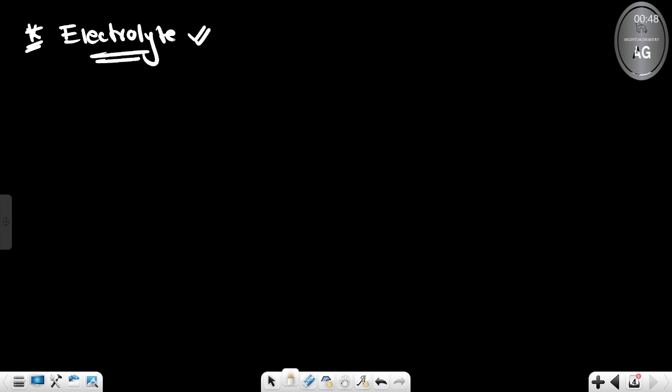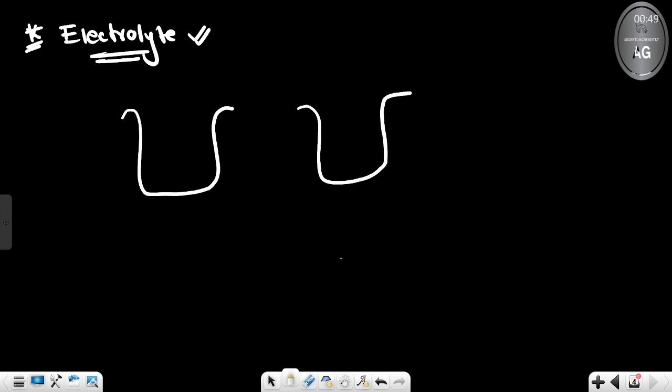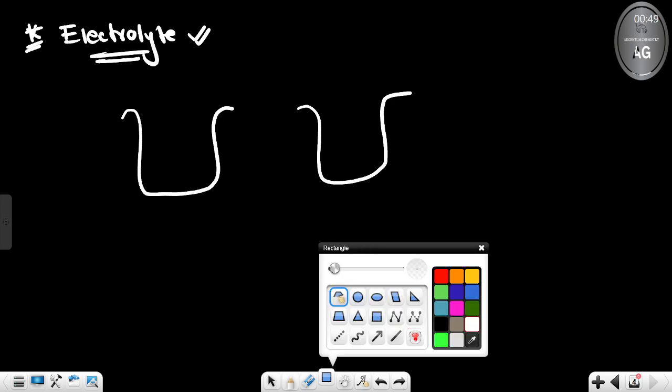Okay. Next, suppose I am drawing one diagram now. See, the diagram is very important. This is one and this is one. Okay, so here I am placing one rod. Here I am placing one rod.